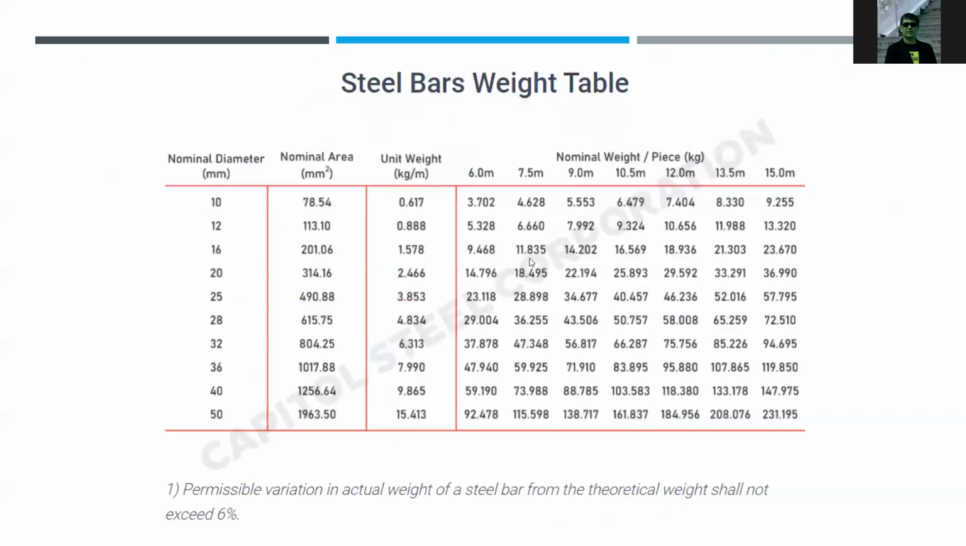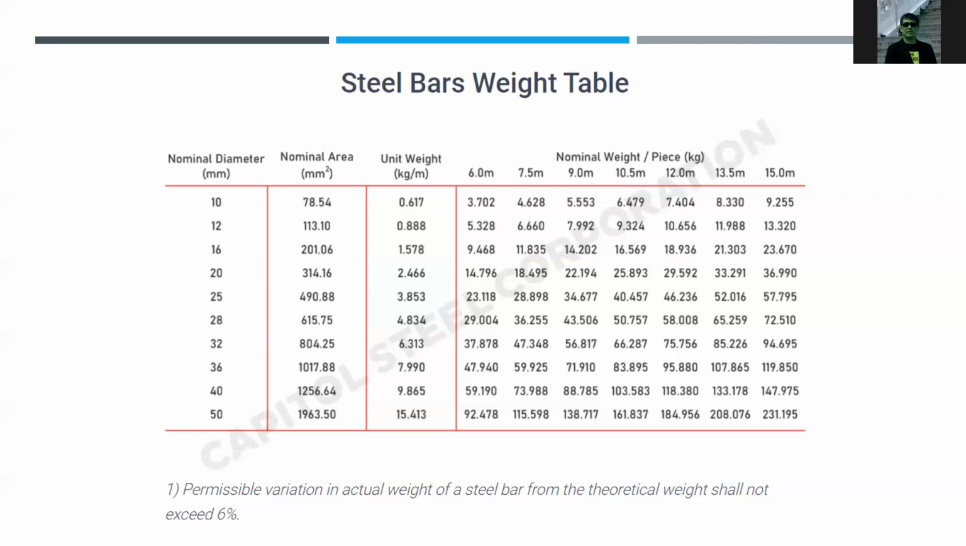So this is also similar to the table I've shown before, but this one has the nominal length or standard length of rebars. We can buy rebars of 6 meters, 7.5, 9 meters, 10.5, 12 meters, 13.5, and 15 meters, reinforcing bars or deformed bars. So the maximum length of bars is about 15 meters, and the minimum length is about 6 meters.